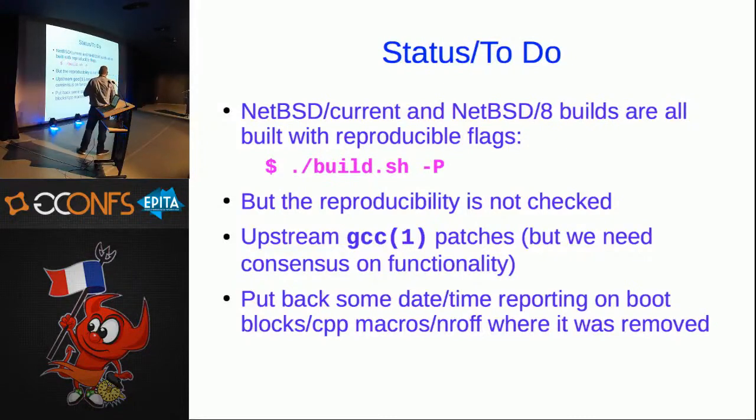So the reproducibility is not checked though, which means that we are not yet doing two different builds with variations like Debian does, to make sure that we haven't violated the reproducibility in our builds. We should upstream the GCC patches, and then, as I mentioned, we gutted a lot of time and date reporting on boot logs, for example on CVP micros on NROC, for expediency to basically have reproducible builds. We could put those back to just be consistent.